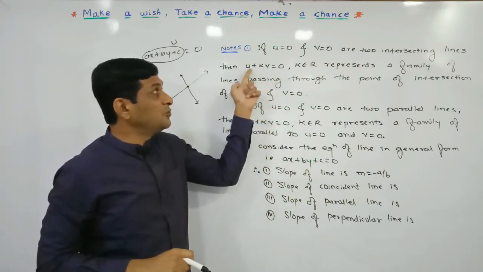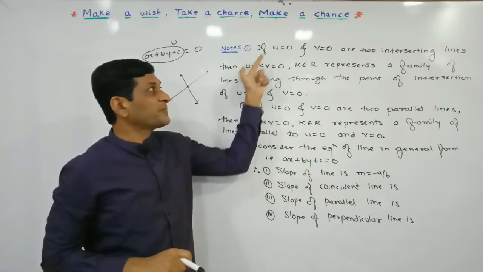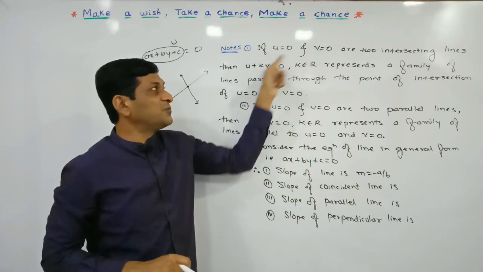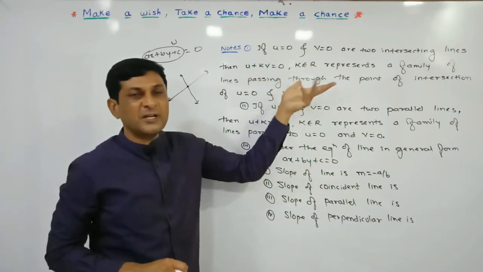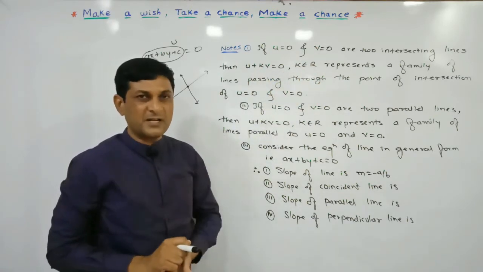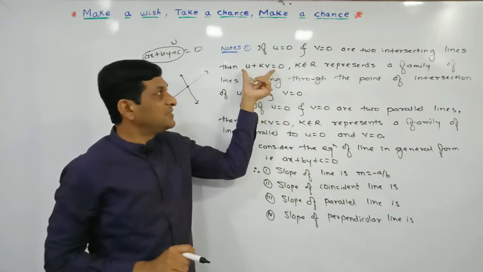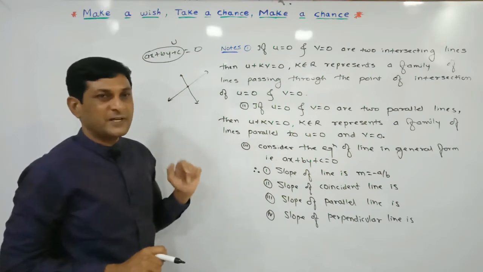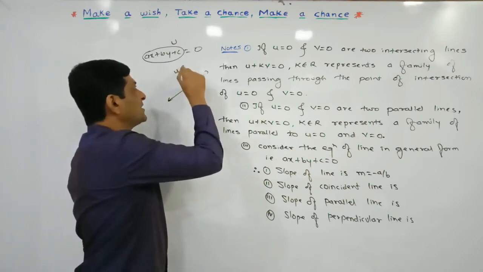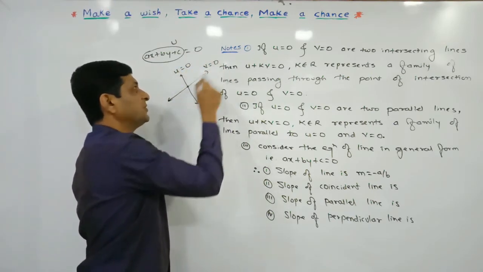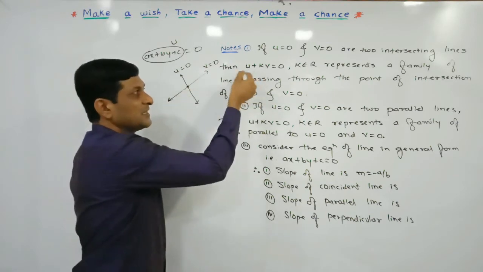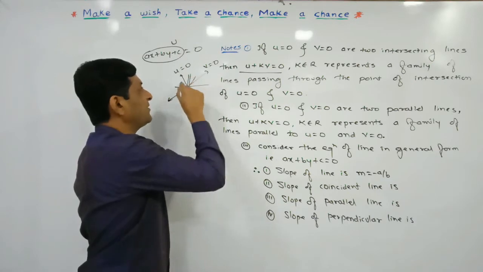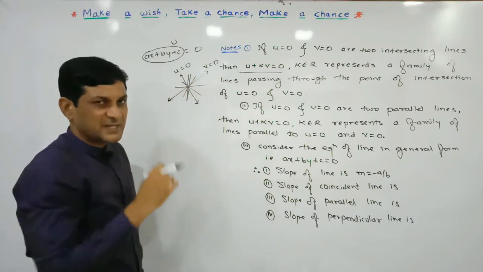And then u plus kv is equal to 0. U means what? The first equation, plus k into v. So v is the second equation, and k is nothing but any real number. Infinite numbers of real numbers are there. Then this equation represents the family of lines passing through the point of intersection of u is equal to 0 and v is equal to 0. Here this equation represents the family of lines passing through this point of intersection. Getting it? So just take one example.